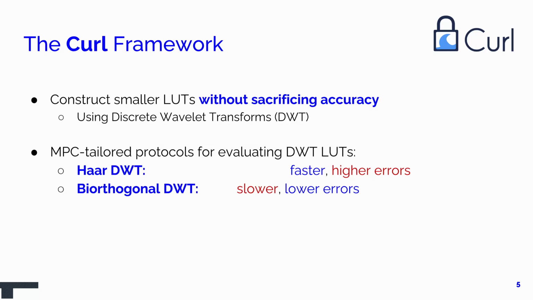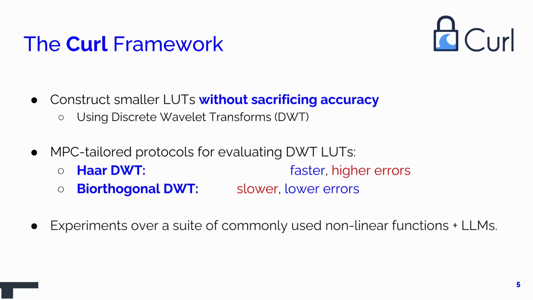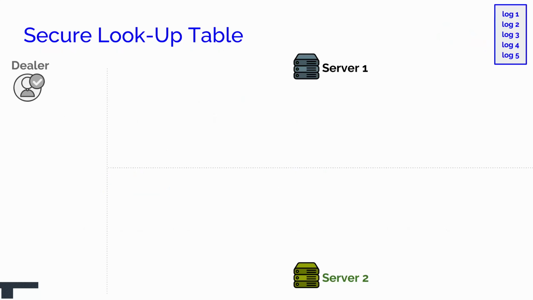We propose two protocols. One is called hard DWT, and the other one is called bi-orthogonal DWT. The hard DWT is simpler and faster, but does not approximate as well as the second one. And the second one, the bi-orthogonal, is a bit slower because it's more complicated, but achieves lower errors. And to benchmark our framework, we compared against related works for a set of nonlinear functions, and we also evaluate different LLMs. So I mentioned the lookup tables before.